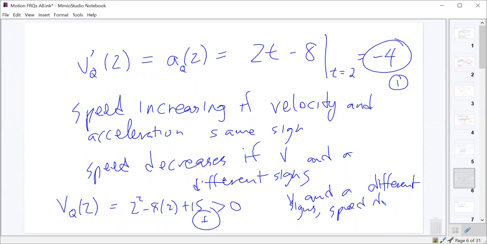Speed decreases. And speed is decreasing with an explanation is worth another point. Everybody good with that?